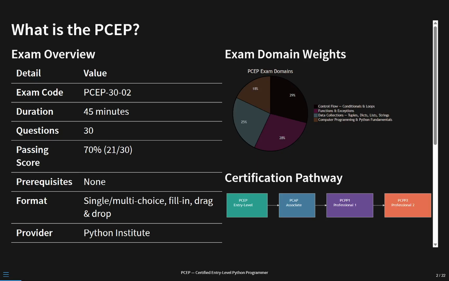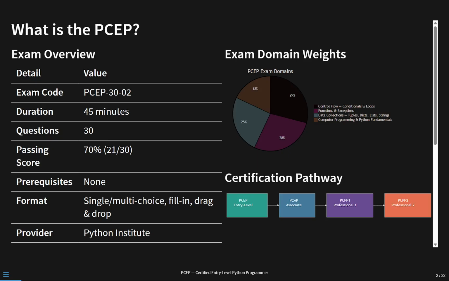The PCEP exam code is PCEP-30-02. You get 45 minutes to answer 30 questions. The passing score is 70%. That's 21 correct answers out of 30. There are no prerequisites. Anyone can sit this exam, no prior experience required.